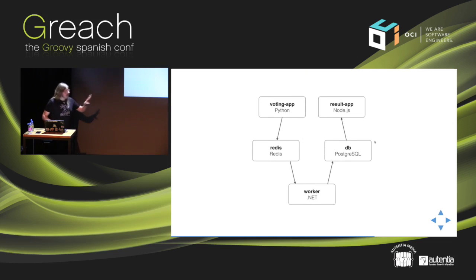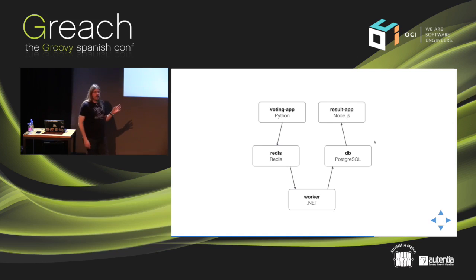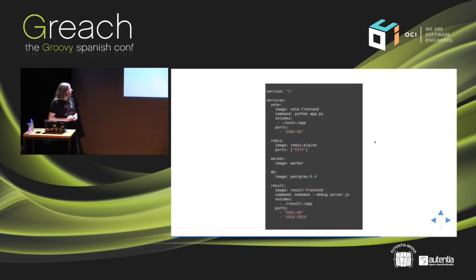So, yeah, let's assume we have an application which looks like this. This is an example application by Docker, and they used it at DockerCon last year all the time for demonstrating stuff. We have a front-end application, which is a Python application. We have another front-end application, which is a Node.js application. We have some persistence stuff below, and then we have a worker service, which will take stuff which was written into the Redis persistence layer and write it into the Postgres database. And the Docker Compose file you'd write for this looks something like this.